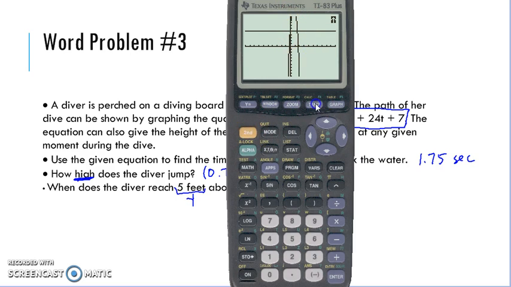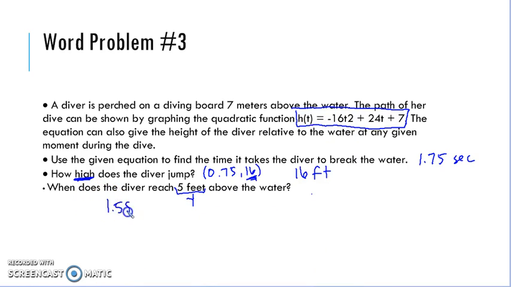So I'm going to find the intersection by going to second trace, number 5, and I'm going to scroll over towards it because I only want that intersection, right? Just to tell your calculator which one you want and tell it to guess. And then it says 1.58 and 5. So at 1.58 seconds, the diver reaches 5 feet above the water.